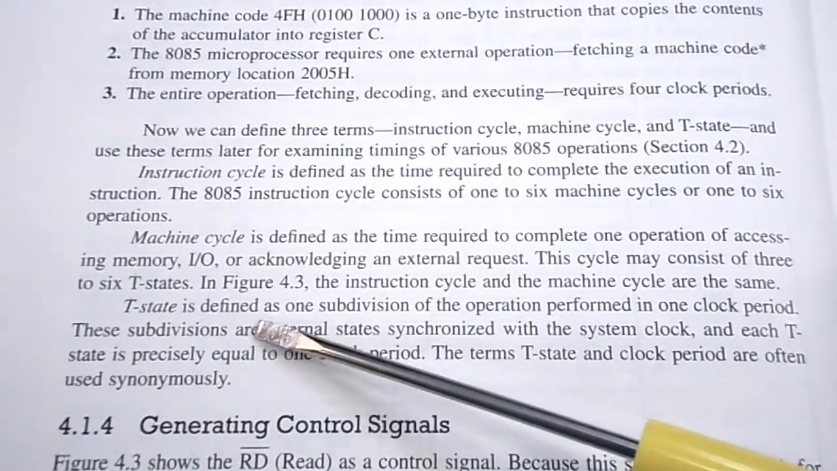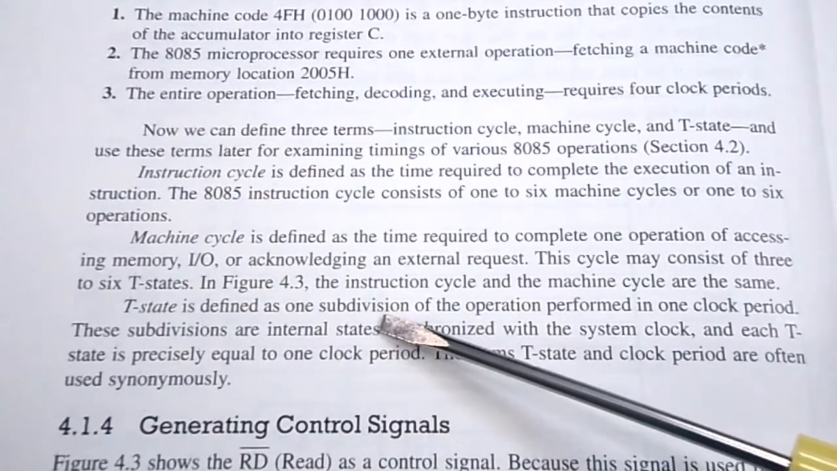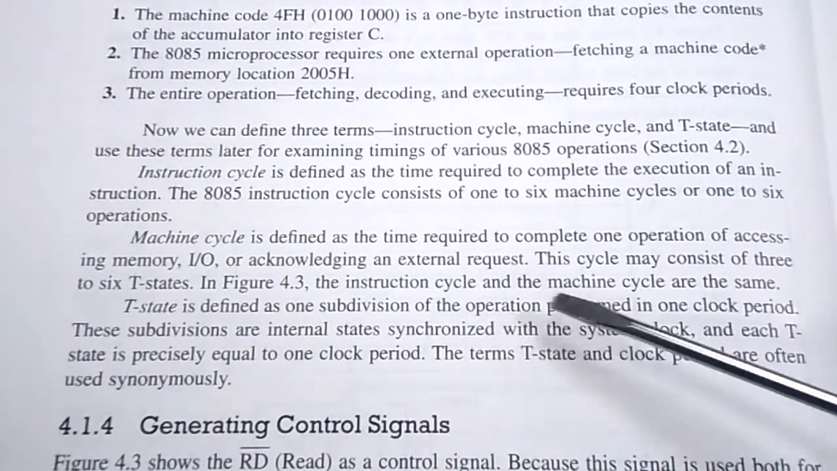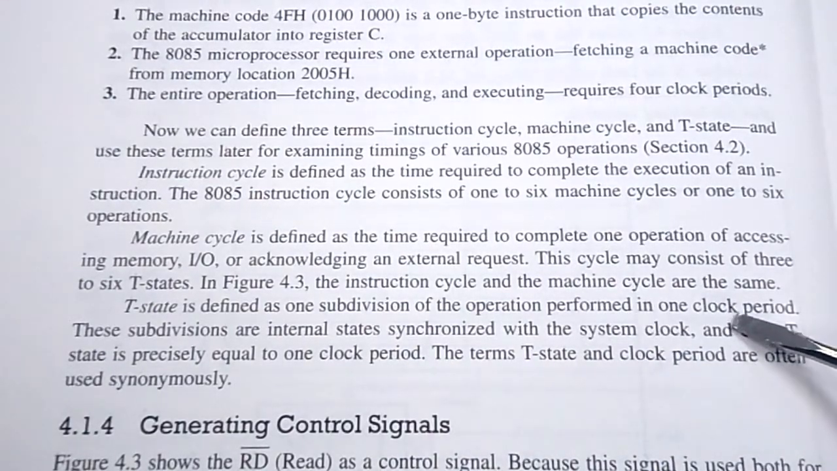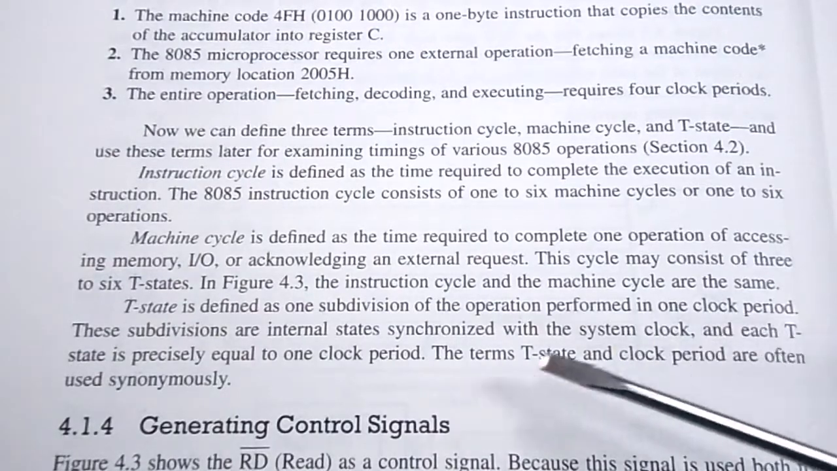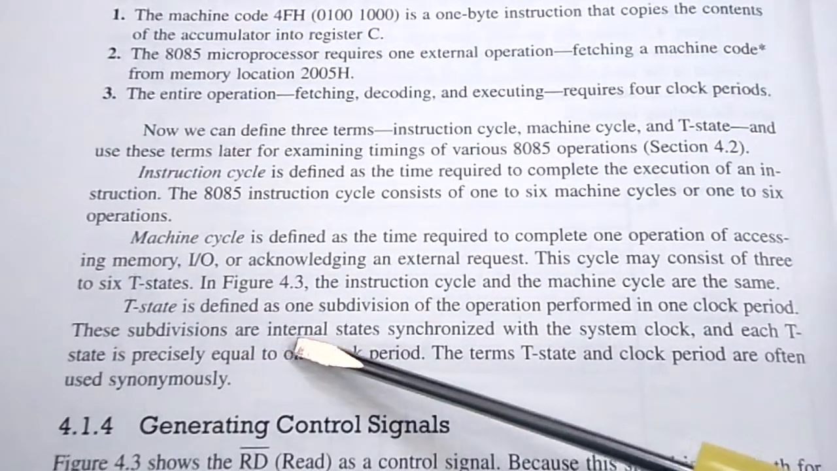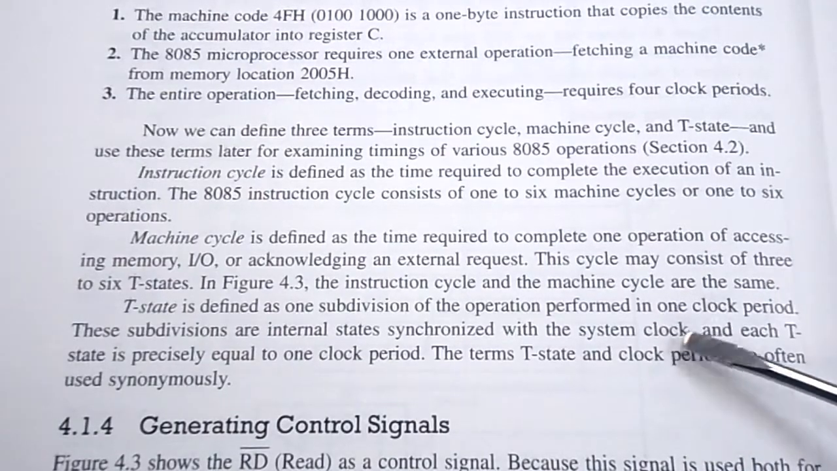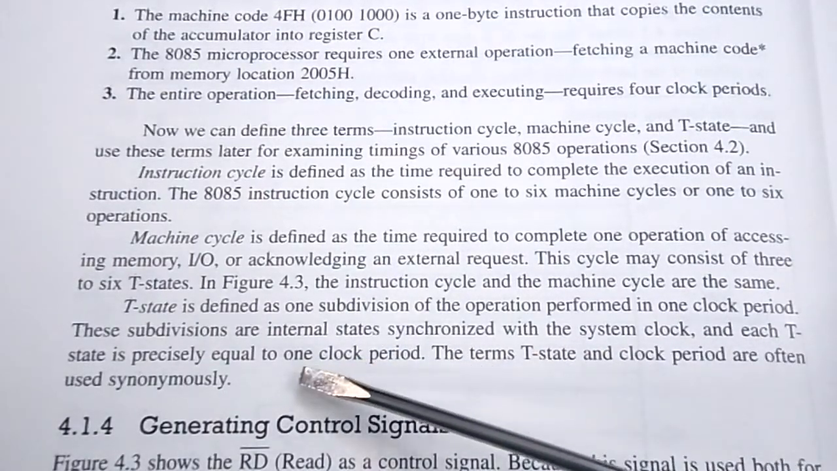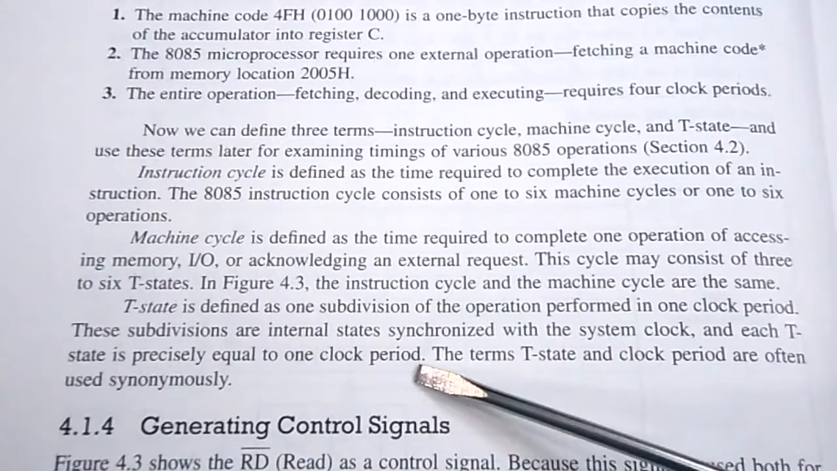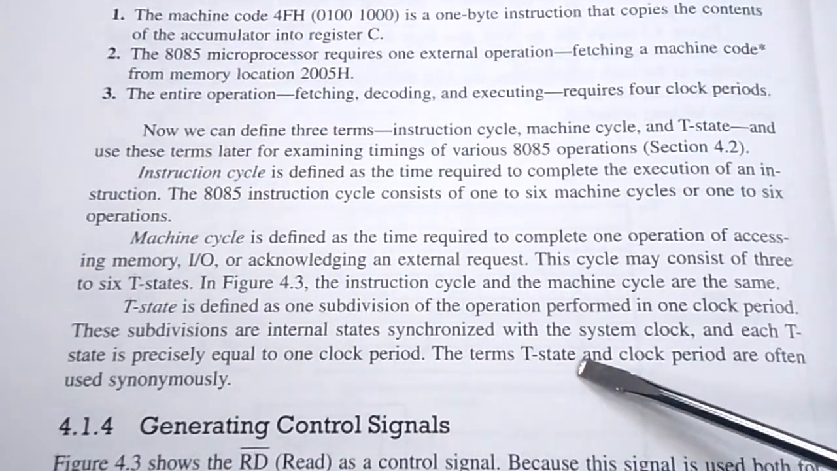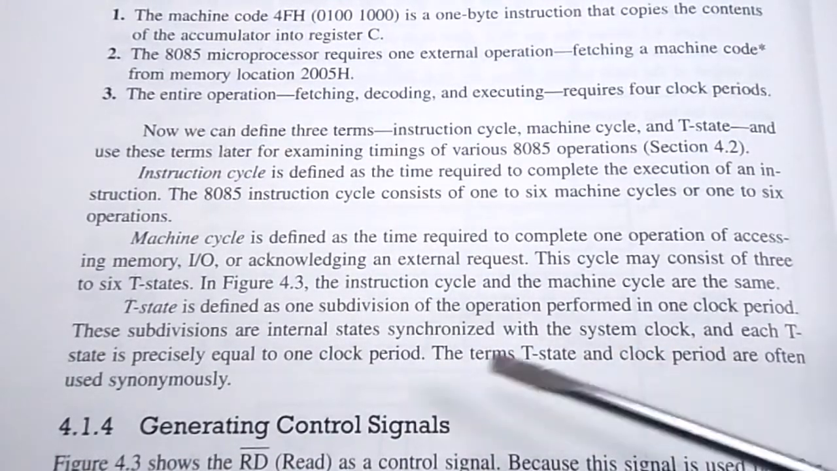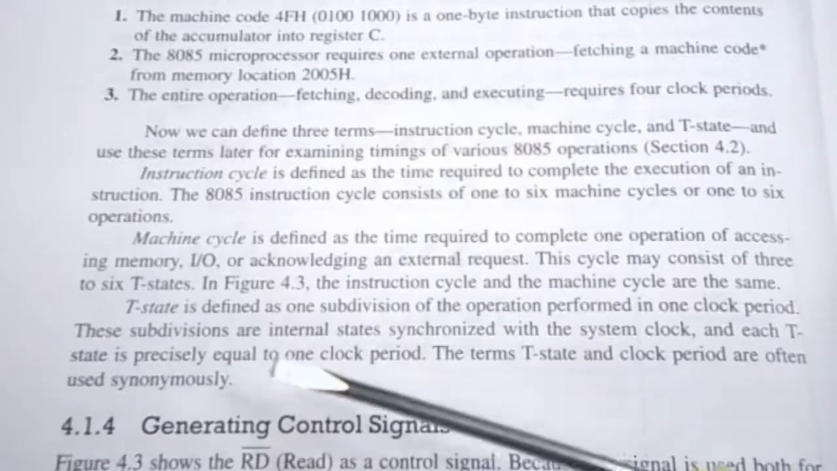And a T-state is defined as one subdivision of the operation performed in one clock period. These subdivisions are internal states synchronized with the system clock, and each T-state is precisely equal to one clock period. The terms T-state and clock period are often used synonymously.